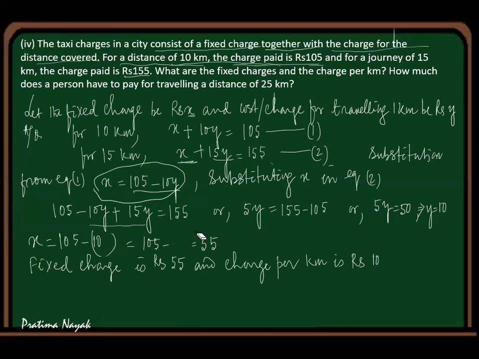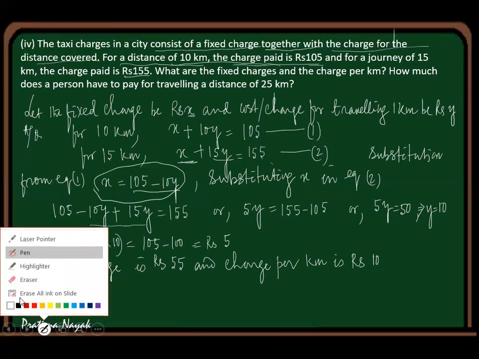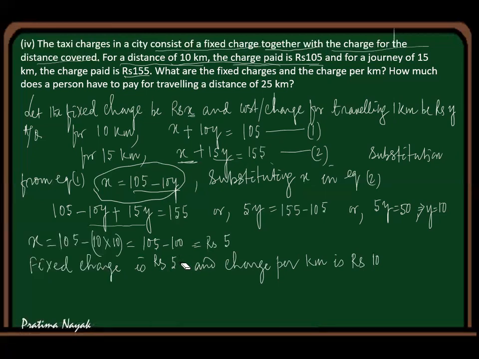So he is going for what? Y is equal to 10. I have put by mistake, it is 5. It will be 10. 10 into 10. So this will be 100. Sorry for the interruption. So fixed charge is rupees 5. Fixed charge is rupees 5 and charge per kilometer is rupees 10.